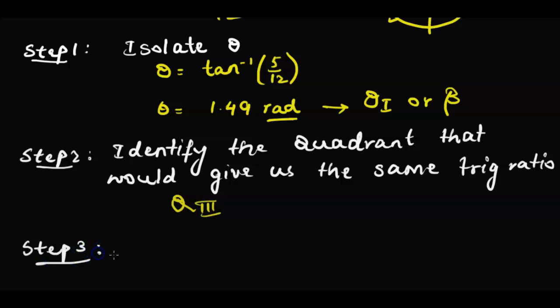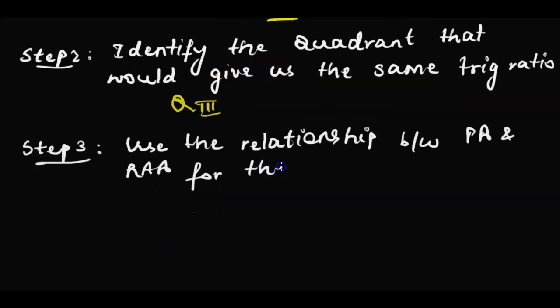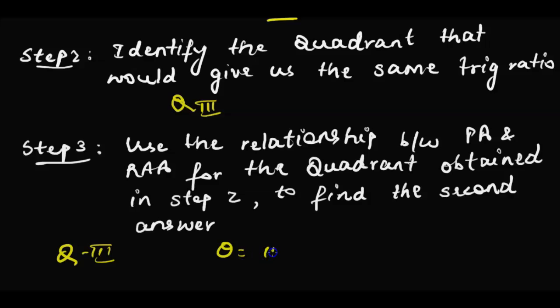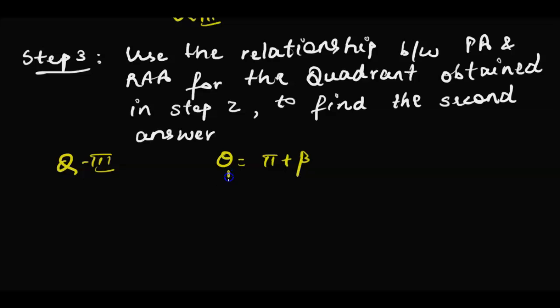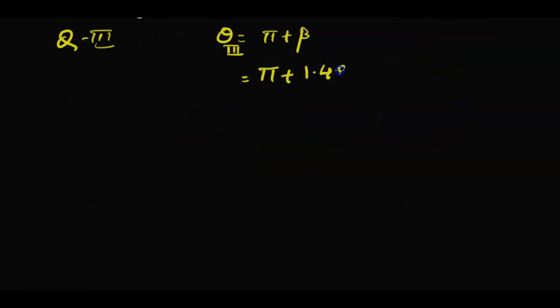Next step is step number 3, where we have to use the relationship between principal angle and related acute angle for the quadrant obtained in step 2 to find the second answer. In this case, because we are in quadrant 3, the relationship between theta and beta is theta is equal to pi plus beta, that we have learned in one of the previous lessons. Now when we use this relationship, we would get theta of the third quadrant, and that's what is going to be our second answer. Pi is pi. Beta is going to be 1.49 radians because the step 1 answer was theta 1 or beta value. So we use here 1.49 radians.